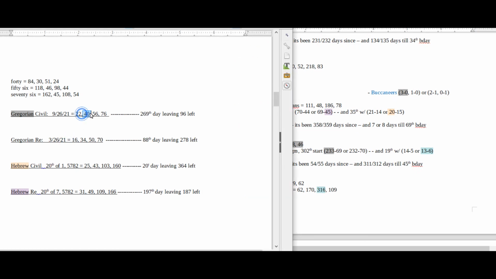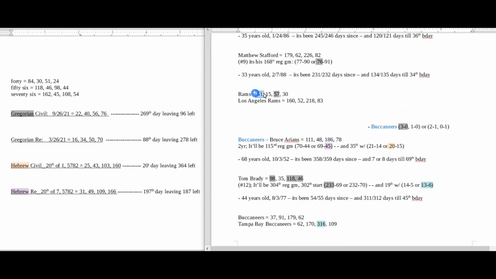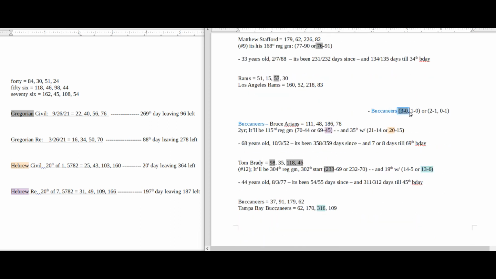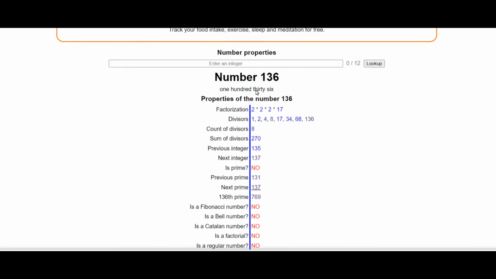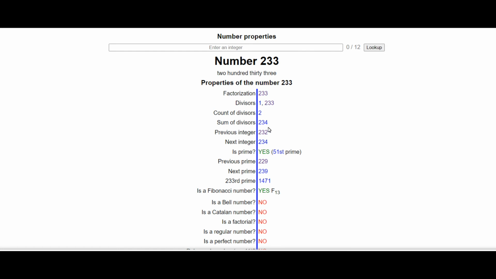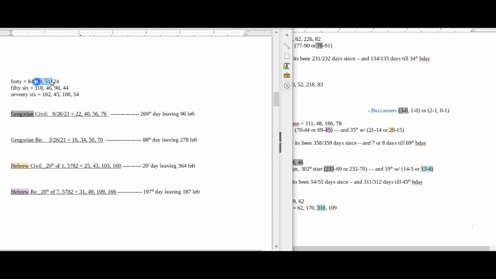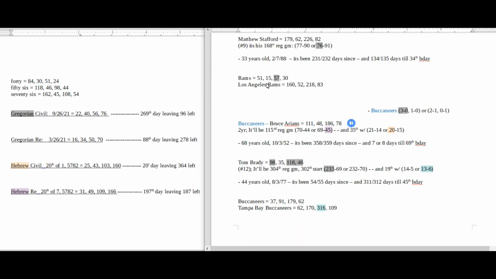Speaking of the number 40 in favor of the Rams, and 40 summing to 30 and 51, Rams 51 and 30 could become 3-0. Well, the Buccaneers can also become 3-0 for the season with a win, like 30. And if this were to happen, Tom Brady would get his 233rd regular season win for his career. 233 is the 51st prime number. Today with 40 date numerology on the Gregorian, 30 and or 40 sums to 30 and 51. The Rams sums to 51 and 30. It could be the Buccaneers that become 3-0, like 30, as Brady gets his 233rd regular season win, the 51st prime number.